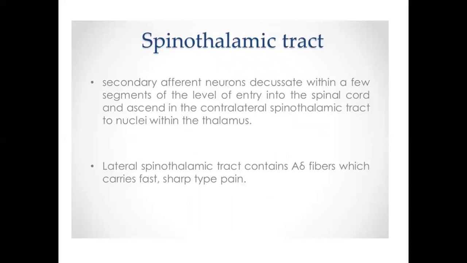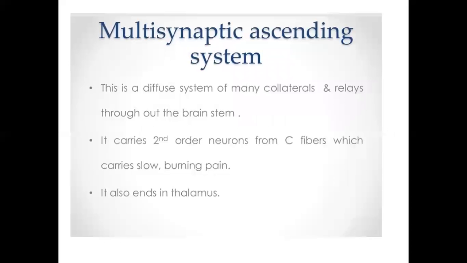The spinothalamic tract. The second order neuron decussates within a few segments of the level of entry into the spinal cord and ascends in the contralateral spinothalamic tract to nuclei within the thalamus. The lateral spinothalamic tract contains A delta fibers, which carry fast, sharp type of pain. Multisynaptic ascending system: this is a diffuse system of many collaterals and relays throughout the brainstem. It carries second order neurons from C fibers, which carry slow burning pain. It also ends in the thalamus.